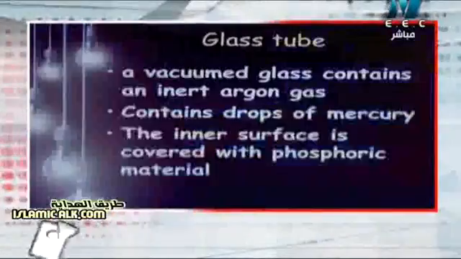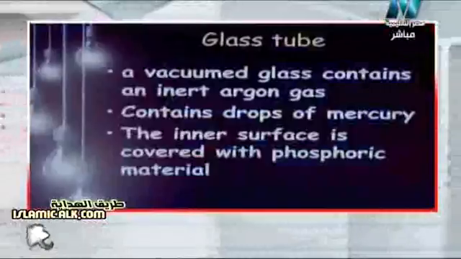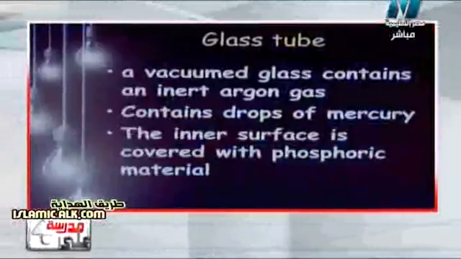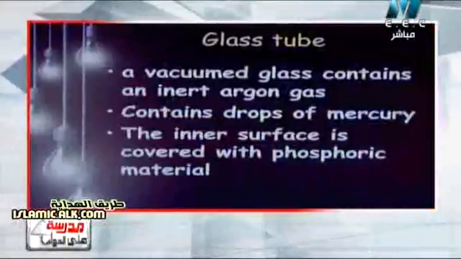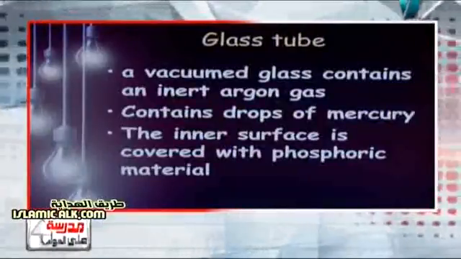Okay, so the glass tube, which we have studied a while ago, is a vacuum. The glass tube contains inert argon gas and also contains drops of mercury, and also the inner surface is covered with phosphoric material. Okay, so what about the filaments? The filaments الفتيلة أو الفتيلتين الموجودين في الفلورسنت lamp. Two filaments of tungsten, surely of tungsten.